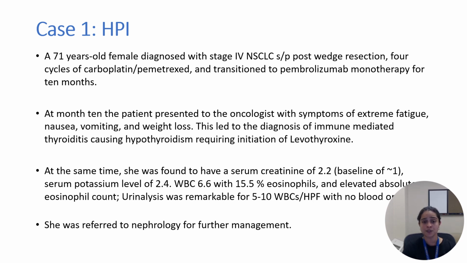At the same time, she was found to have a serum creatinine of 2.2, up from her baseline of 1, and a serum potassium level that was low at 2.4. Her WBC count was 6.6, but notably 15.5% eosinophils and elevated absolute eosinophil count. Urine analysis was remarkable for 5 to 10 WBCs per high-power field with no blood or protein. She was referred to nephrology for further management.